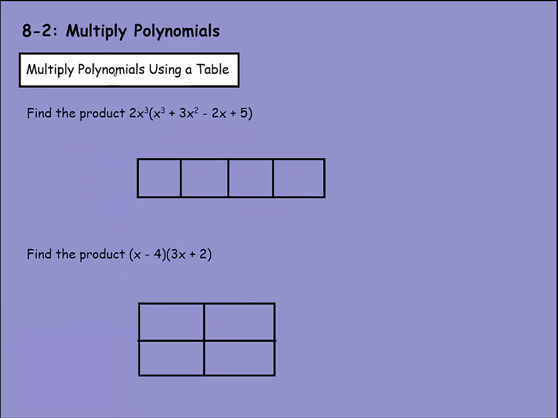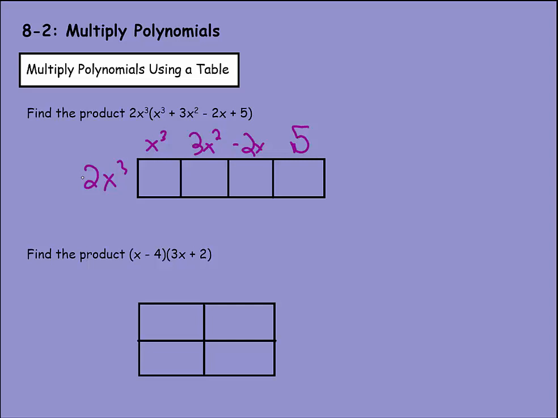First, we're going to multiply polynomials using a table. It asks us to find the product of 2x to the third times x to the third plus 3x to the second minus 2x plus 5. A preferred method by many people is to use a table. So for example, I have 2x to the third over here, then all these monomials here: x to the third, plus 3x to the second, minus 2x, so that's negative 2x, and plus 5, or positive 5.